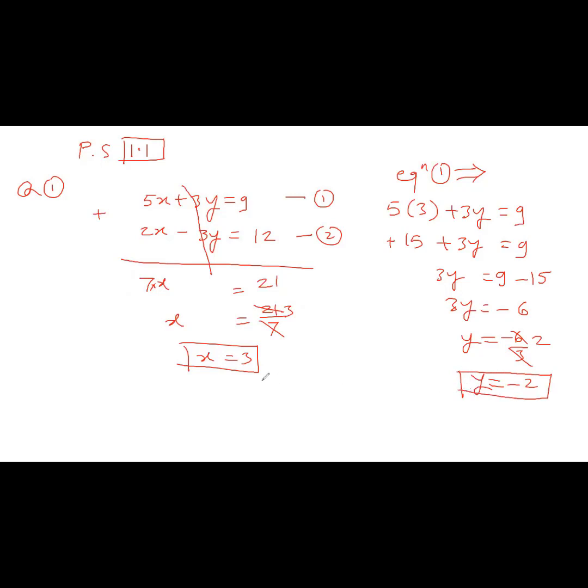We have got a unique solution of x and y. So we got x equals to 3 and y equals to minus 2. And therefore, we write here the solution set: x, y is 3, minus 2. So in your textbook, you have to complete all these boxes.